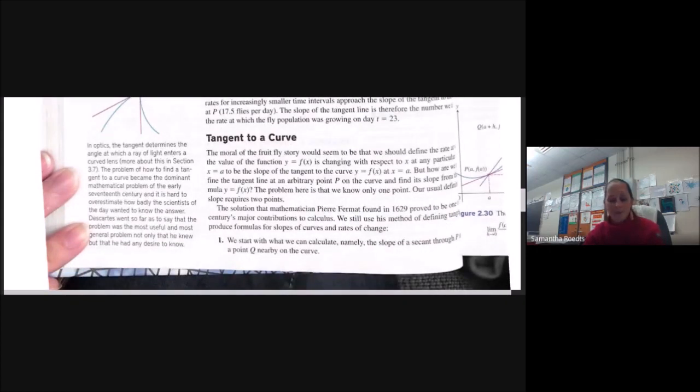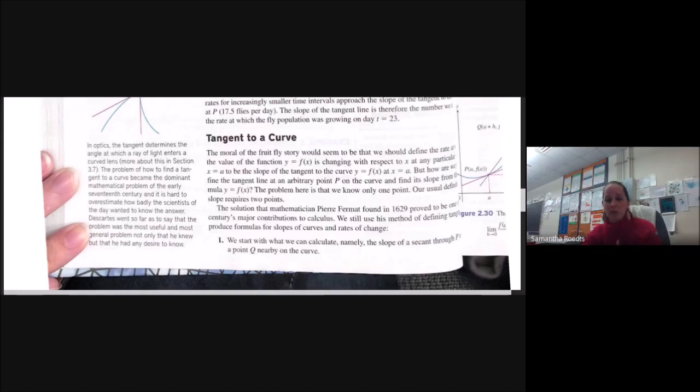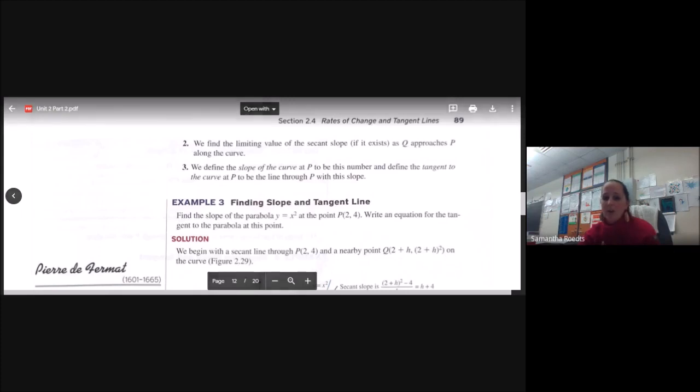Step one, we start with what we can calculate. We can find the slope of the secant through P and a point Q, which is near P on the curve. Step two, we find the limiting value of the secant slope, if it exists, as Q approaches P along the curve. So basically we're taking the limit of that. We define the slope of the curve at P to be this number, and then define the tangent to the curve at P to be the line through P with that slope.